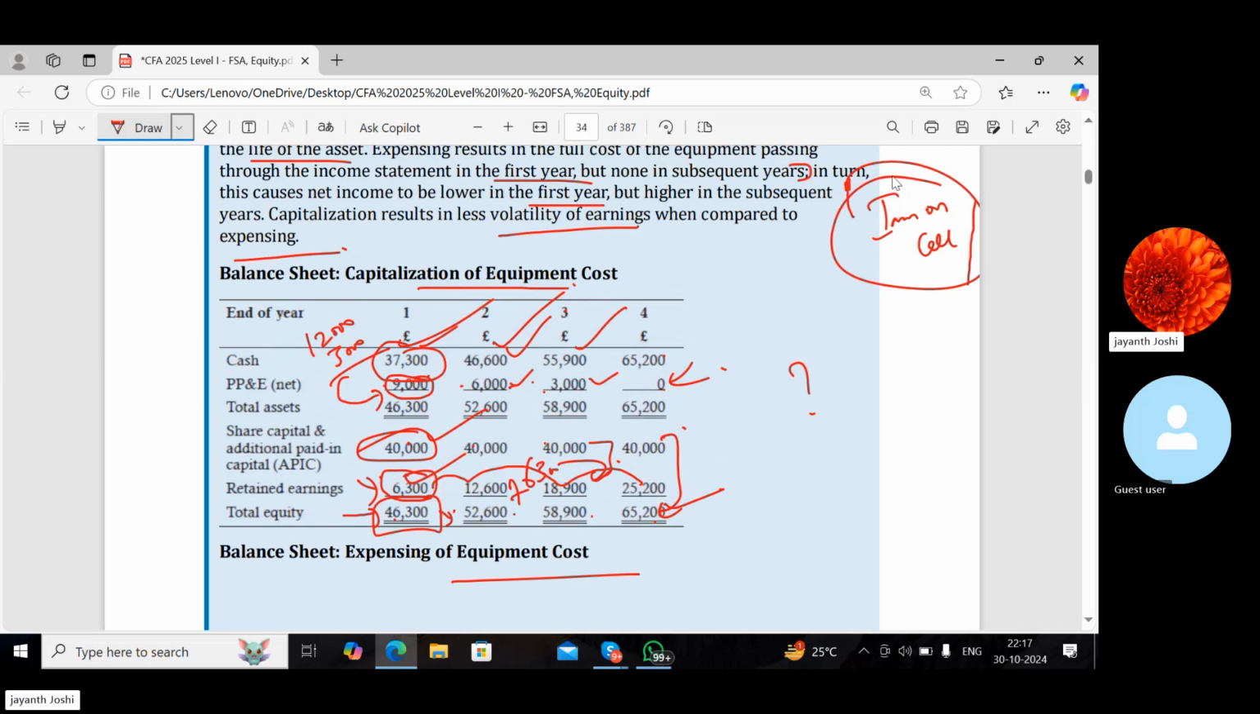We can check my cash balance in the case of capitalizing; we will see all the assets. We will see that when we capitalize the property, plant and equipment, it has a higher value, and slowly, steadily, its value decreases and becomes 0. Cash balance is increasing every year. My equity is also increasing. My retained earnings is increasing.